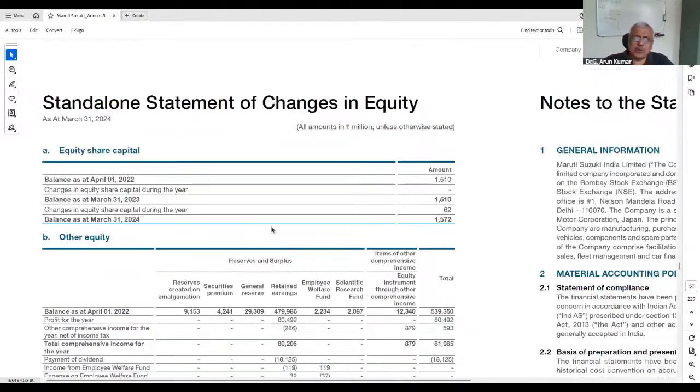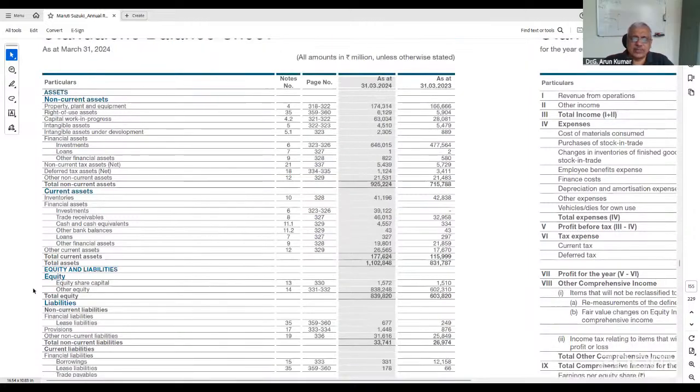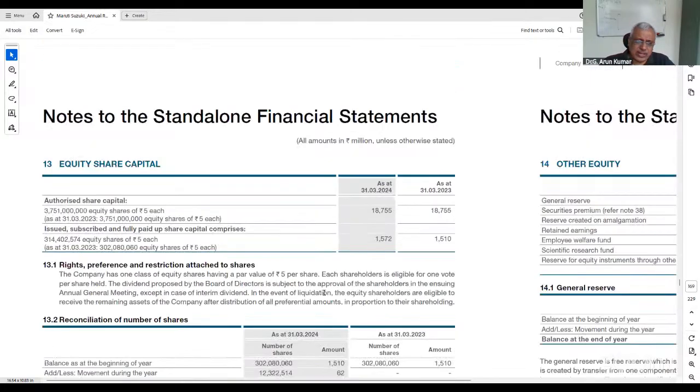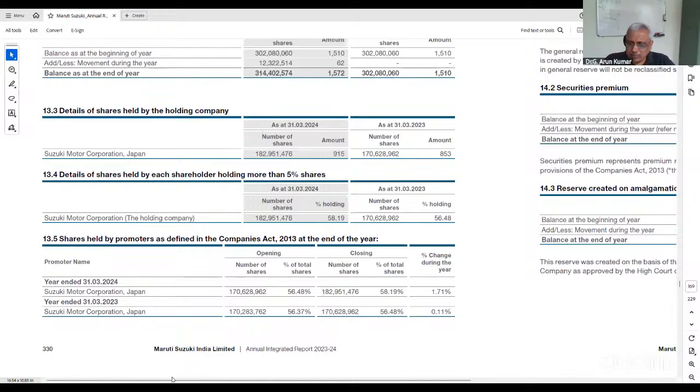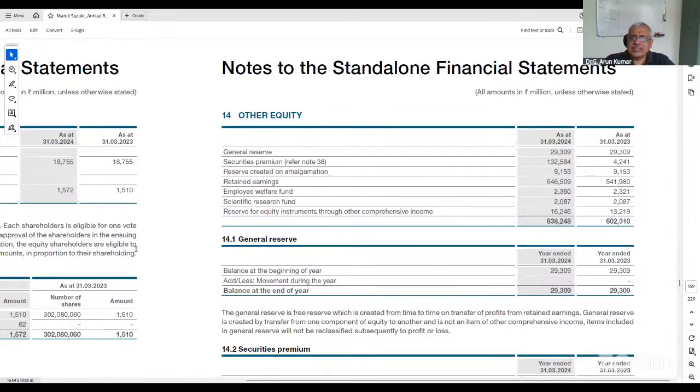I'm going back to the original page number of your standalone balance sheet. We talked about equity capital. Next, there is something called other equity. What is this other equity? Let me look at schedule number 14, page number 331. If I look at that particular page, that will obviously be on the right side out here. What is this other equity?